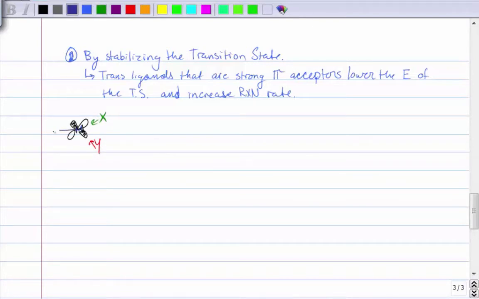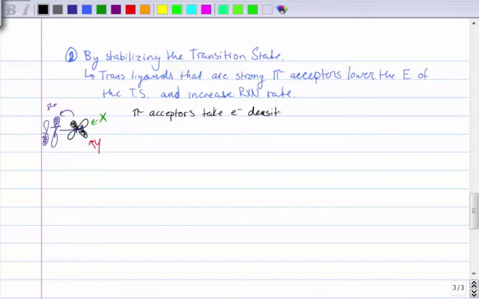When your trans ligand is a pi acceptor, I'm just going to draw a pi system over here. This is your pi star. When it's a pi acceptor, it takes electron density off of that metal ion and stabilizes the extra electron density that's being put onto that metal ion by this incoming ligand. So this incoming ligand is adding electron density to the metal, which is stabilized by this pi accepting trans ligand. Does that make sense? Do you want me to write it down?